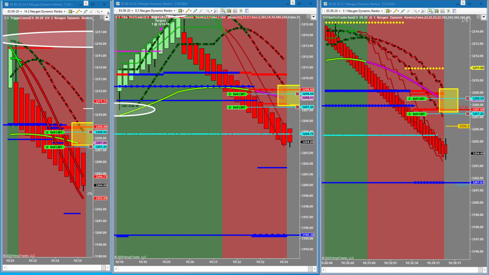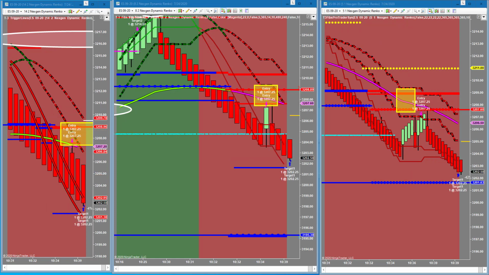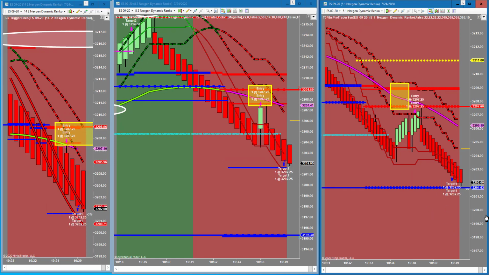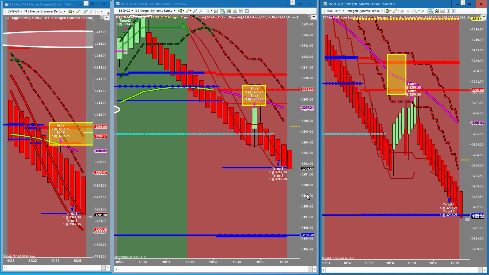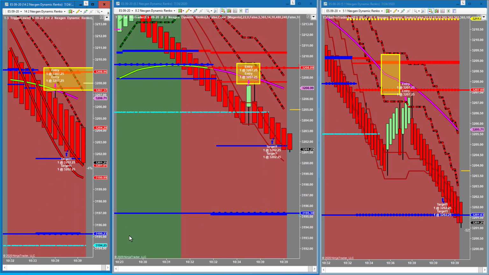Hopefully so. So some people will add on. You know, they'll get in half and then they'll get in a little more later if it goes to the edge. A little better fill, kind of average themselves in. Let's see if we get that here. Is the trade obvious? Strong triggers, red resistances, across the board. Well, there you go. Didn't even go up to the edge. There you go. That's the trade. Got it?